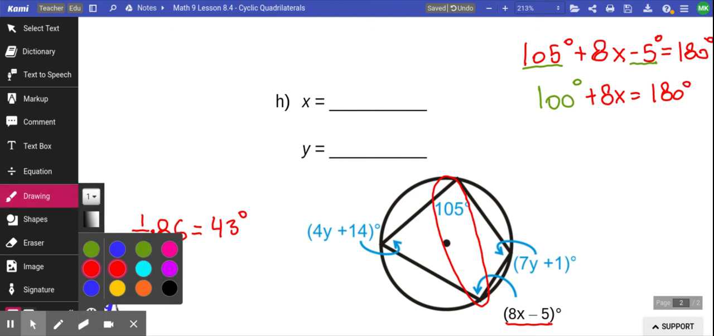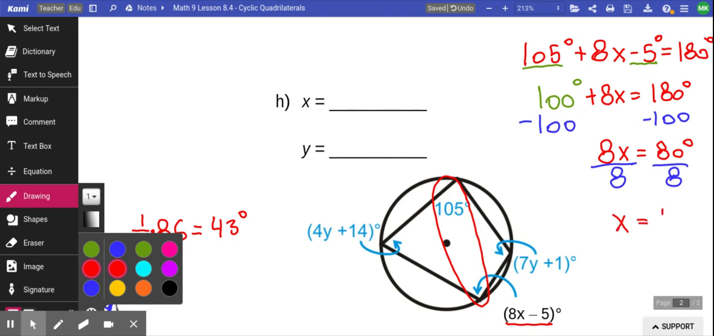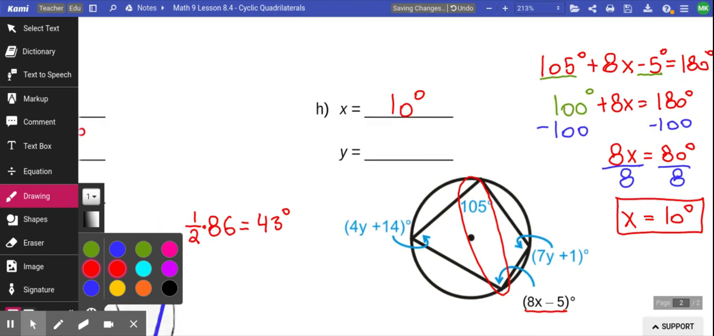The way that we move things is by using opposite operations. So now I can move that 100 degrees to the other side by subtracting 100 degrees from both sides. That means that 8x equals 80 degrees. To get rid of the 8, the opposite operation would be dividing by 8, because if there's nothing in between a number and a letter, that's multiplication. The 8's cancel out, so I have x equals 10 degrees. That's my first answer. Wonderful.